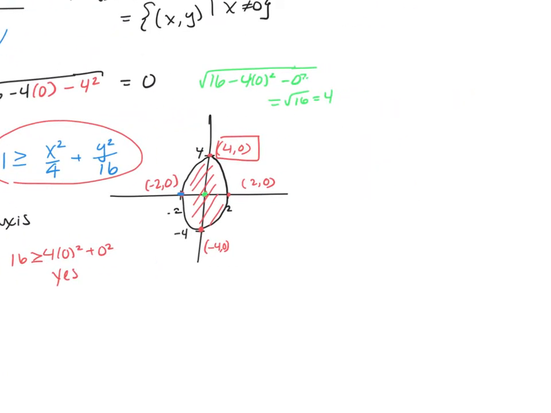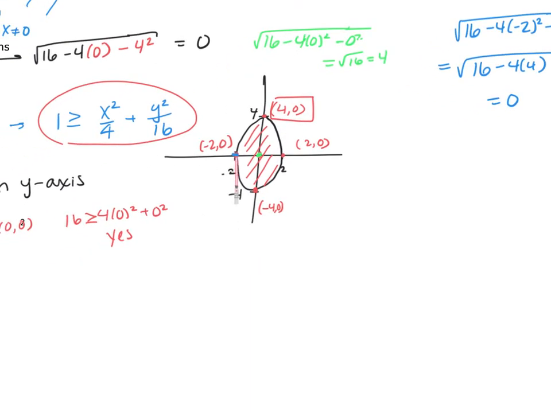Okay, so I'm going to do that. The square root of 16 minus 4 multiplied by -2 squared, then minus 0 squared. But this is going to give me the square root of 16 minus 4 times 4, but that's still 0. So even though my x is the smallest at -2, 0, that is not going to produce my largest range value when I plug that ordered pair back into my original equation. My largest range value, my largest output, is 4.